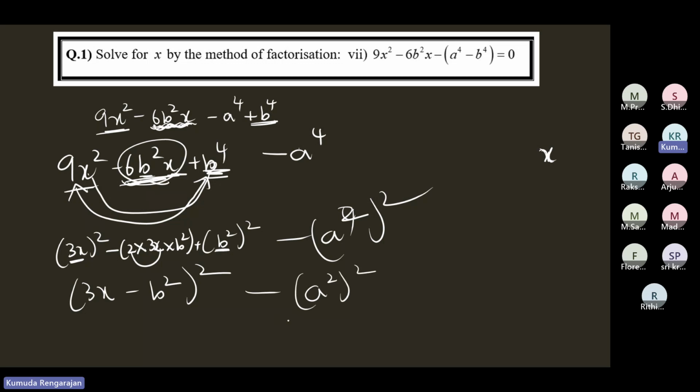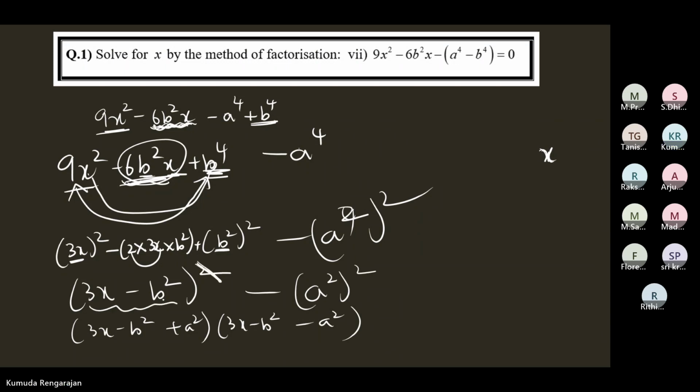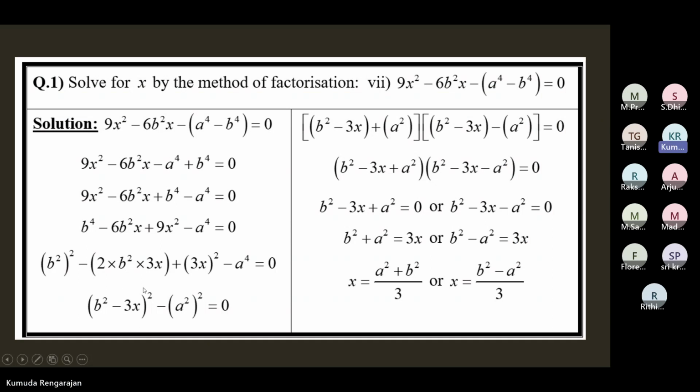Now this is of the form a square minus b square. You should write it as a plus b into a minus b. Without the square, this is a. Don't read the square. This is A. This is B square, so that means this is B. So A plus B, A minus B is equal to 0. Then equate each of the factors to 0 to find the values of x. Take a picture, children.